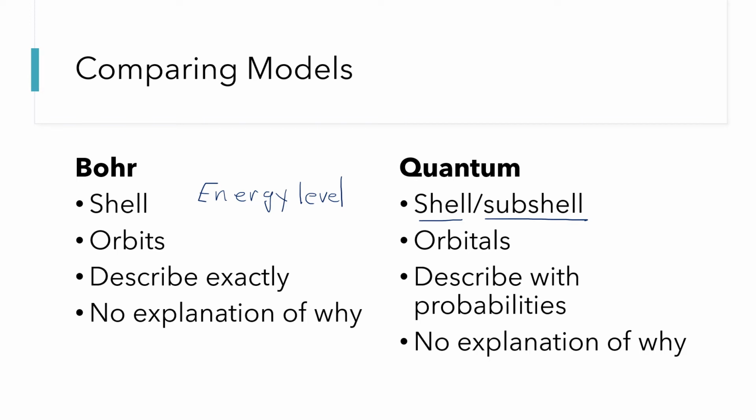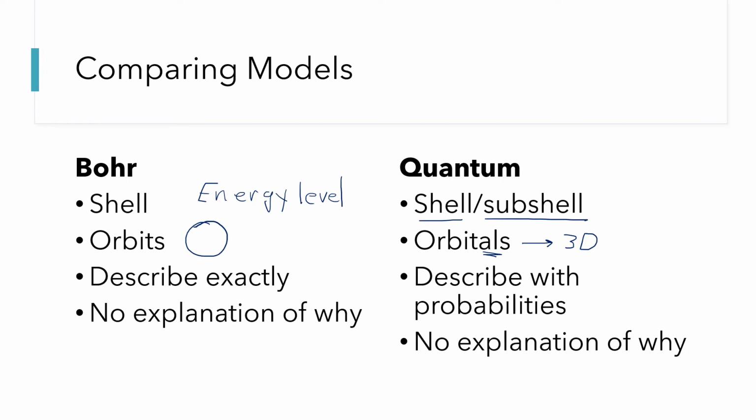Bohr said that the electron orbited in a circular path around the nucleus. We're going to replace that with some three-dimensional shapes. For instance, the simplest orbital is a sphere as opposed to a circle. And we're going to add AL onto the ending of the word orbit to describe this transition from a two-dimensional circle to some three-dimensional shapes.